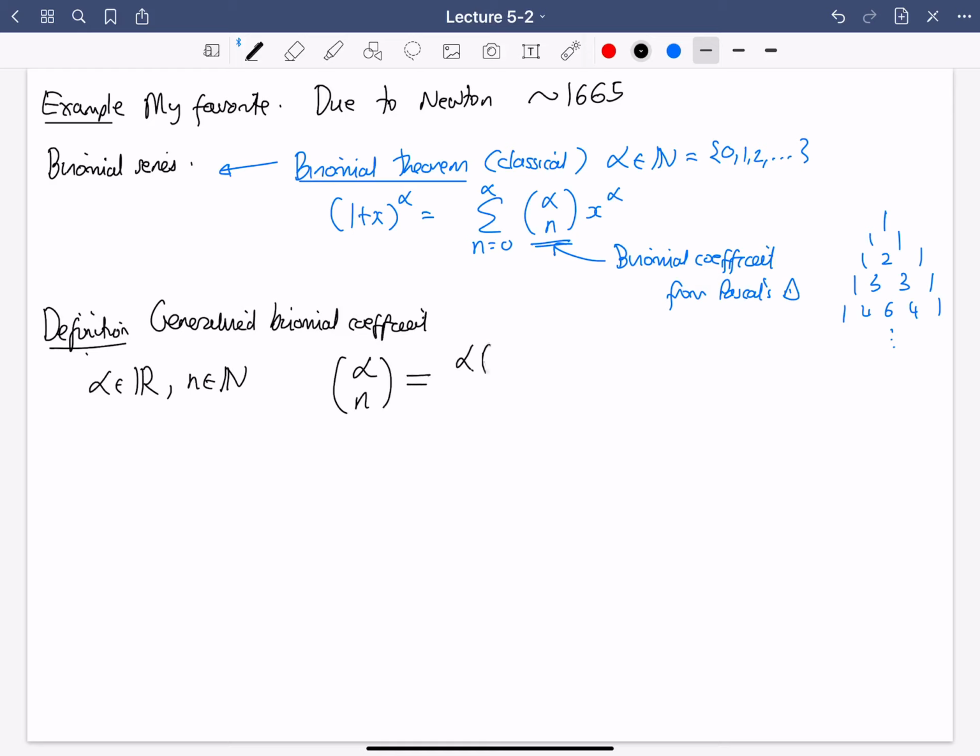So you take the number alpha and you subtract 1 and you subtract 2. And you keep going and you multiply these all together. And you stop at alpha minus n plus 1. So here there are n terms being multiplied together. And then you divide by n factorial. In particular, alpha choose 0 is just 1 always, because that would be the empty product, and empty products are 1.